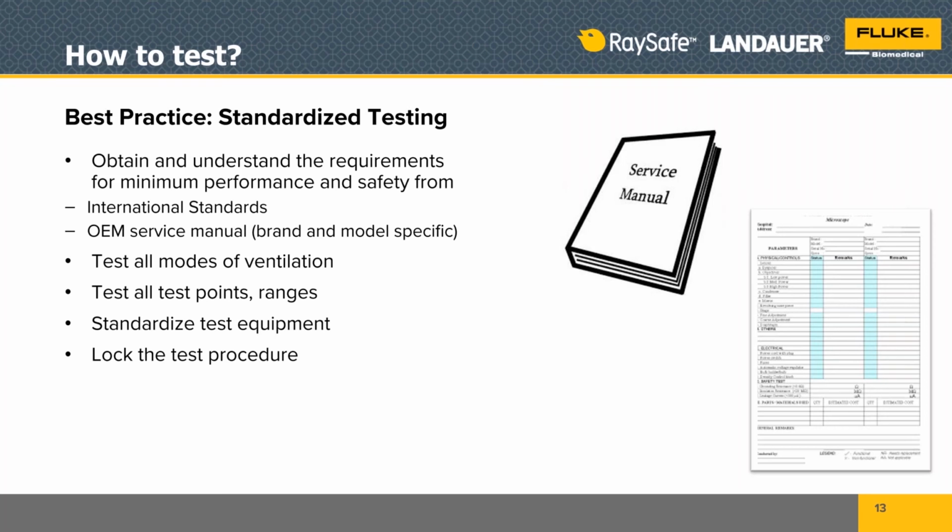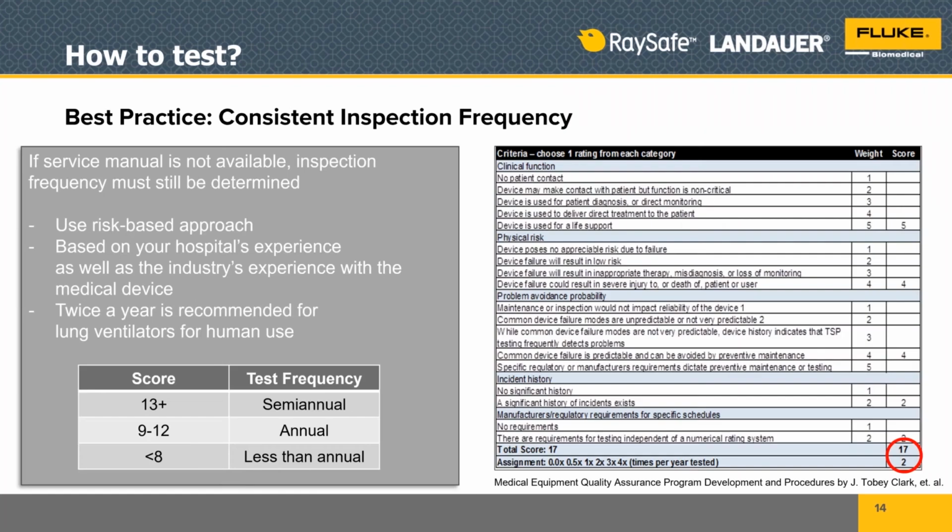So when we talk about periodicity, we tend to follow the medical equipment quality assurance program developed by Toby Clark, and there's a book written on this, on medical device QA. And what they talk about is a weighting and a score based on a number of criteria. What's the patient contact? What's the physical risk? What's happened in your hospital as far as incidents that would drive the need for more testing, or maybe even less, perhaps. And then what does the manufacturer's or the regulatory requirements schedule specify? And when you tally that up, you get basically a score.